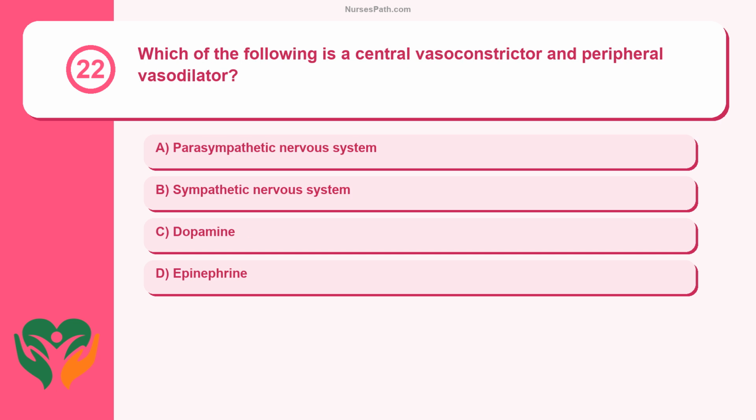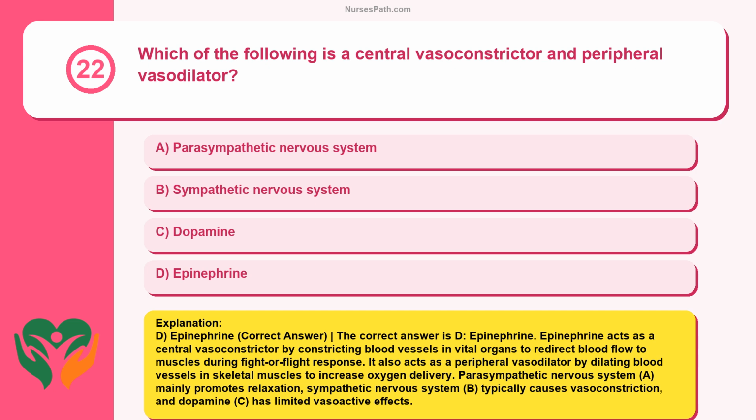Question 22. Which of the following is a central vasoconstrictor and peripheral vasodilator? Parasympathetic nervous system. Sympathetic nervous system. Dopamine. Epinephrine. D. Epinephrine. Correct answer. The correct answer is D. Epinephrine. Epinephrine acts as a central vasoconstrictor by constricting blood vessels in vital organs to redirect blood flow to muscles during fight or flight response. It also acts as a peripheral vasodilator by dilating blood vessels in skeletal muscles to increase oxygen delivery.